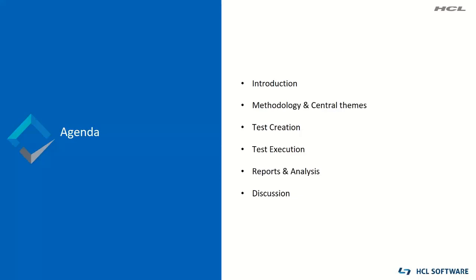Now, the way we have split time across these is to spend the first 5-10 minutes discussing the methodology and central themes, and then take 10 minutes to talk about test scripts, 10 minutes to talk about test execution, and then spend about 25 to 30 minutes with reports and analysis. I anticipate my talking to get over in an hour and a quarter. So we should have about 15 minutes of time for discussion.